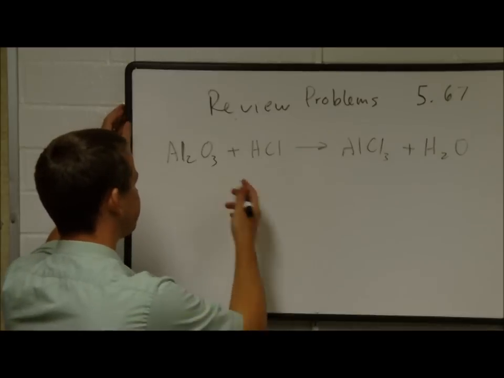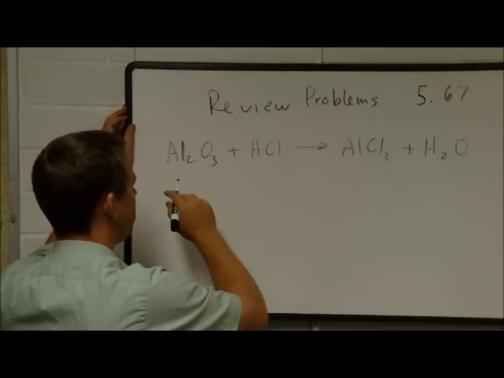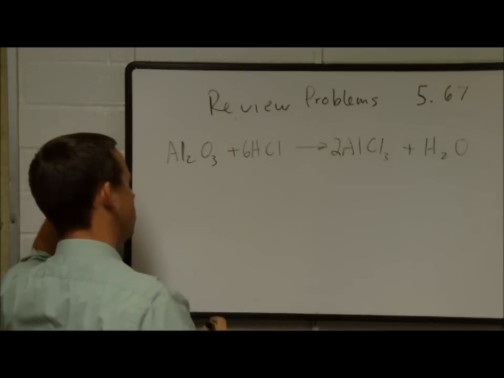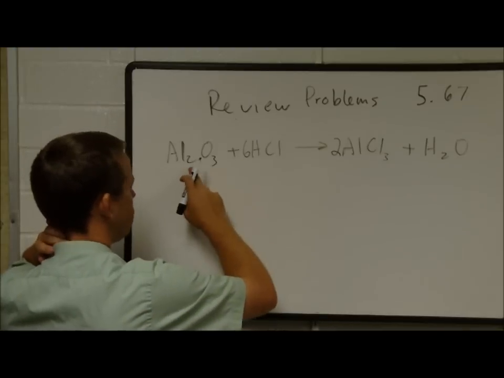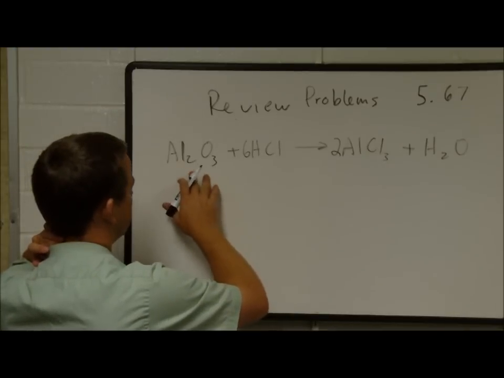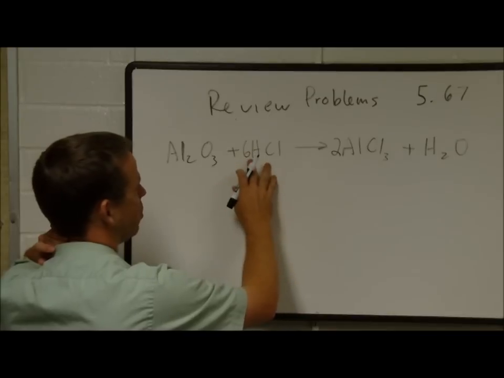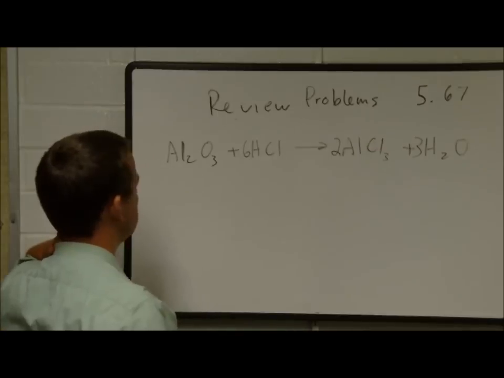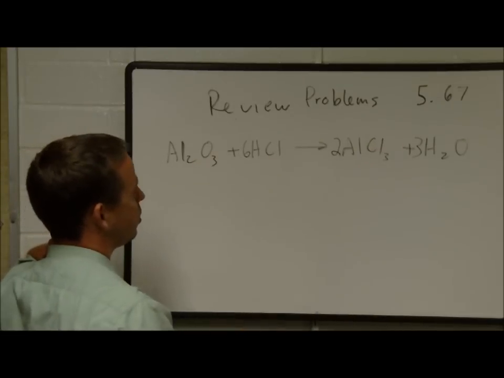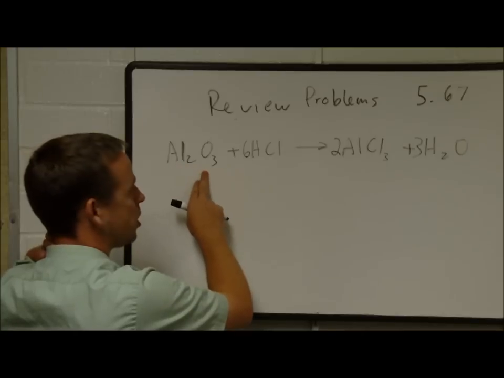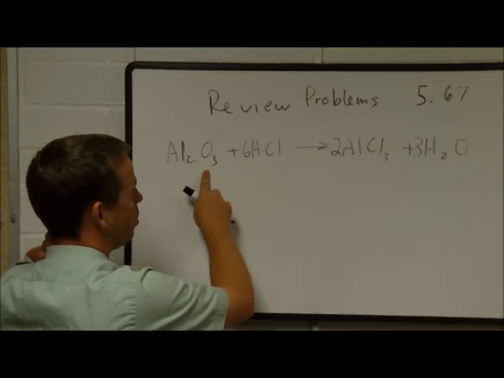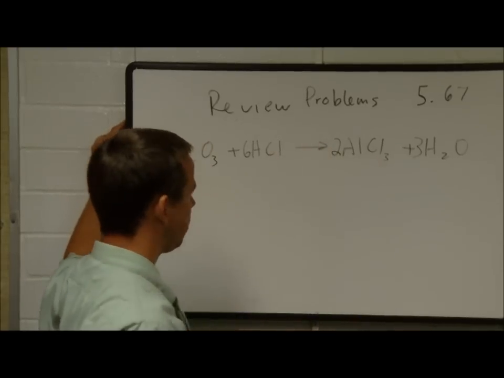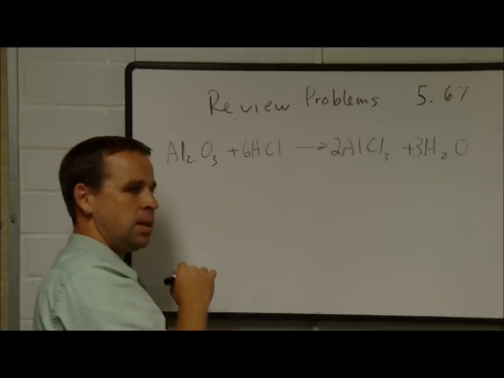And we want to make sure this is balanced. We have 2 there, 6 here, let's see, is that right? AlCl3, Al2O3. We have 3 oxygens here, 6 chlorines, 6 chlorines, 6 hydrogens. We're going to need 3 there to get 6 hydrogens. 3 oxygens, 3 oxygens, 2 aluminum, 2 aluminum. 6 hydrogens, 6 hydrogens, 6 chlorine, 6 chlorine.